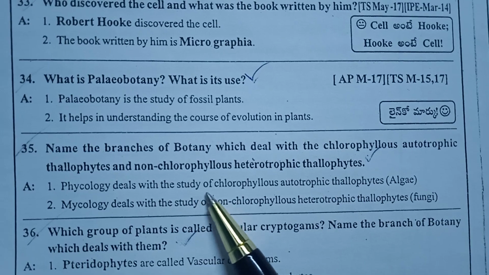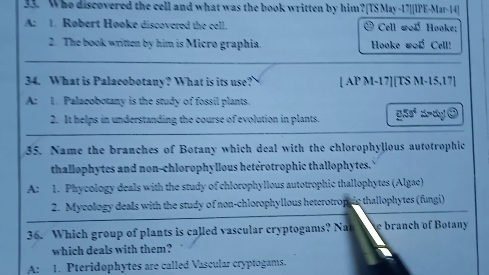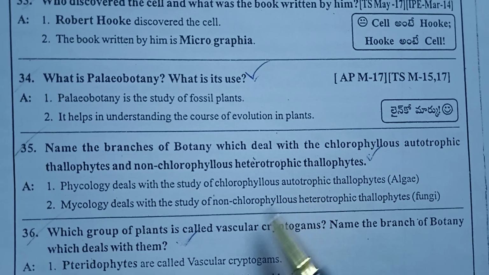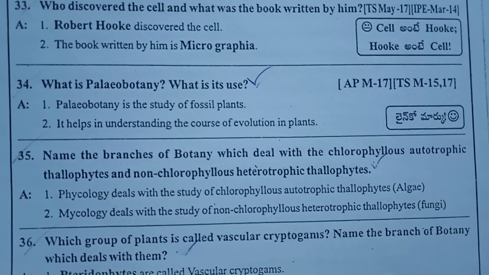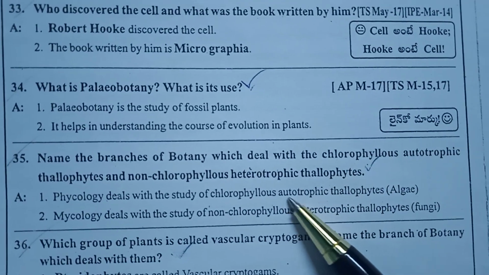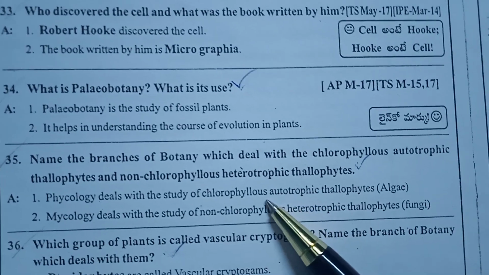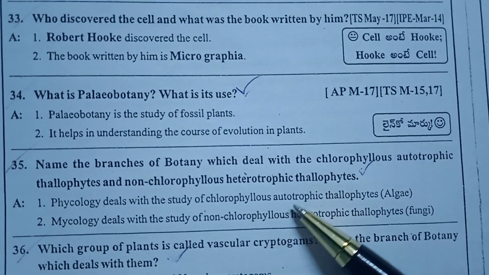Phycology deals with the study of chlorophyllous autotrophic thallophytes. Autotrophic: auto means they prepare their own food by sunlight. They don't depend on others. In autotrophic, auto means they prepare their own food by themselves only.